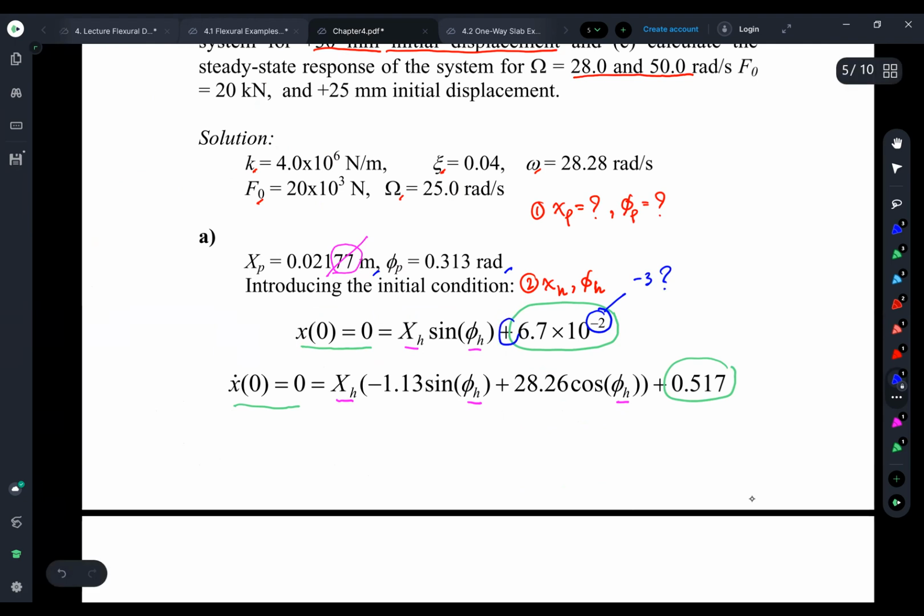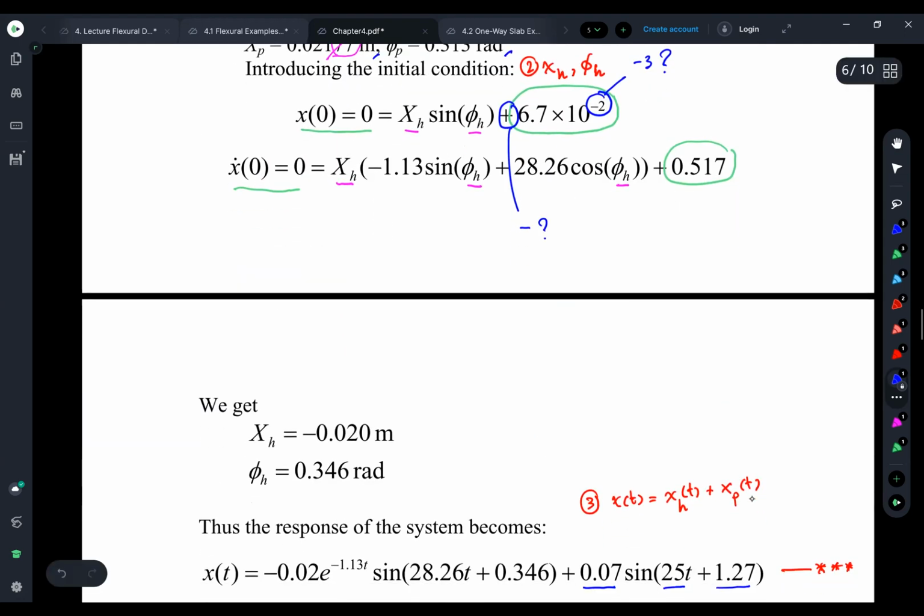And I found something here, the sign convention. The plus sign here could be a minus sign. If the power changes to -3 and the sign changes from plus to minus, it could affect the solution of XH and phi H. So maybe you need to introduce the initial conditions again. When time equals 0, maybe x0 is 0 and x dot 0 is 0, and obtain XH and phi H again after you correct the sign convention and the power of -3. Let's check it yourself. I think it's not so difficult to do.